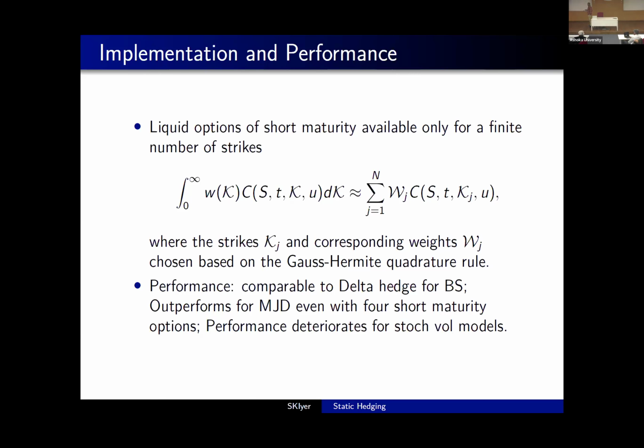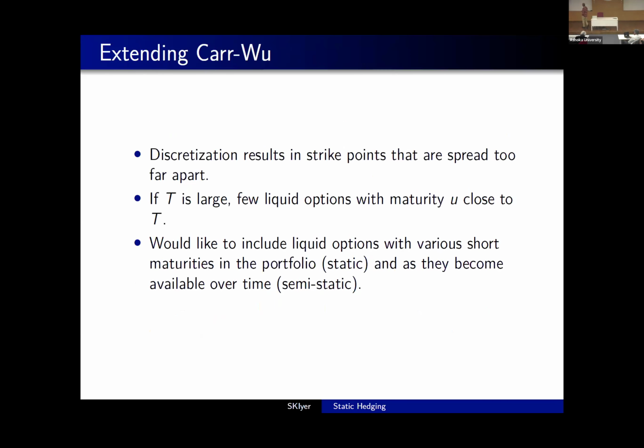But the model risk kicks in when you go beyond this Markovian framework. So for example, if you try to apply this to Heston's model, then the performance will deteriorate. Okay? That's where the model risk kicks in. So what we try to do in this first part of the talk is try to extend this result.